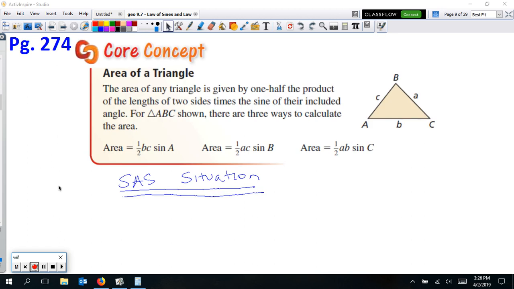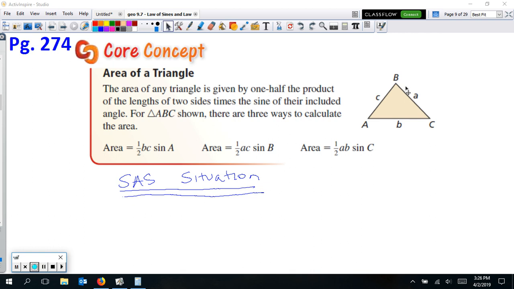Okay, so this first core concept is about the area of a triangle. If we're trying to find the area of a triangle, then we have a formula for that. We know 1/2 base times height is what we've been using for the area of a triangle. That's fine if you have the base and the height, or you're able to find them. But in this situation, we're not going to be able to find something.